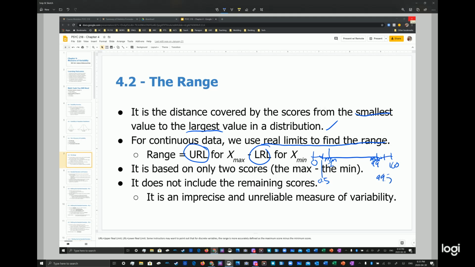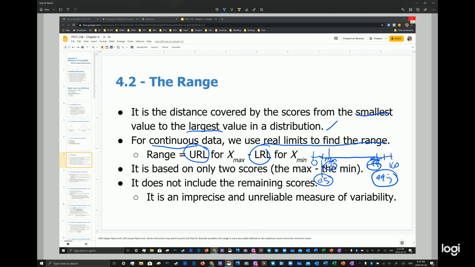And if those were actual scores right here, your maximum and minimum, the range would be 1 more than the apparent range. When we're dealing with continuous data, it would be 99.5 minus 0.5, and that would be 99, instead of 99 minus 1, which would be 98. So again, when you hear continuous data, pay attention to real limits and make sure you use that.